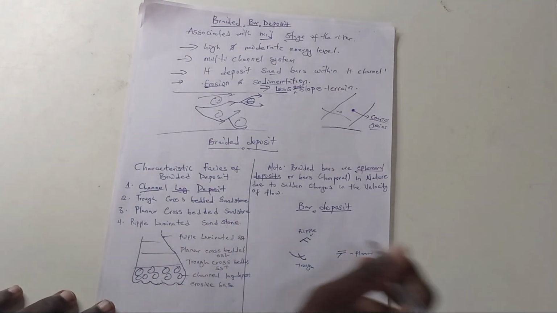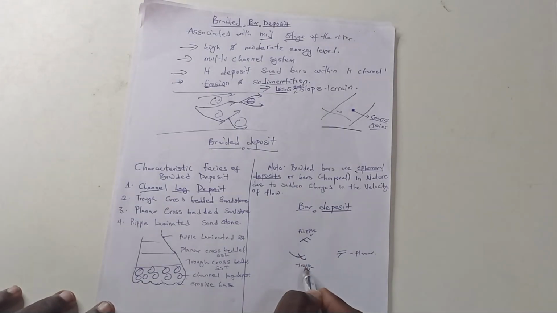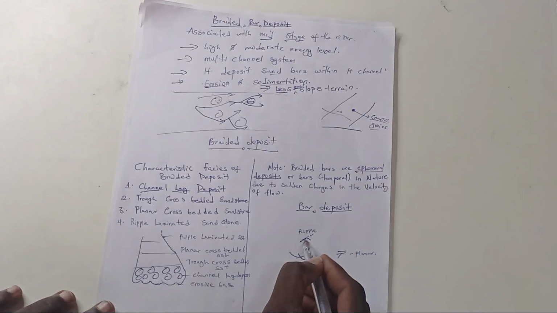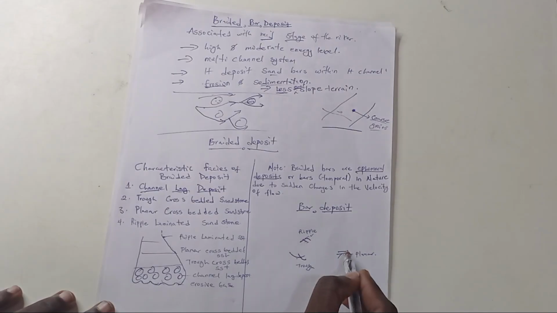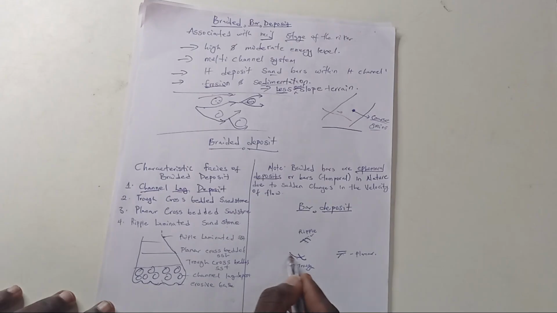Then we have the trough cross bedded. You can see the structure designs that we have. This is for ripple laminated. This one that looks like F. This one that looks like T with something on top, not really like T, but a slanted T. This one that looks like a curve, that is trough cross bedded.